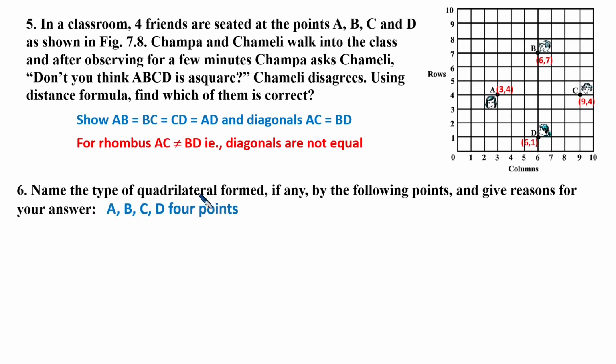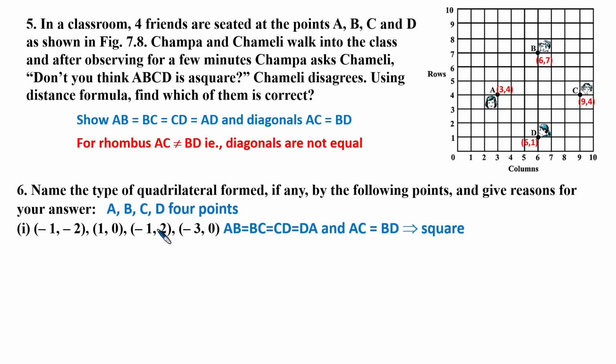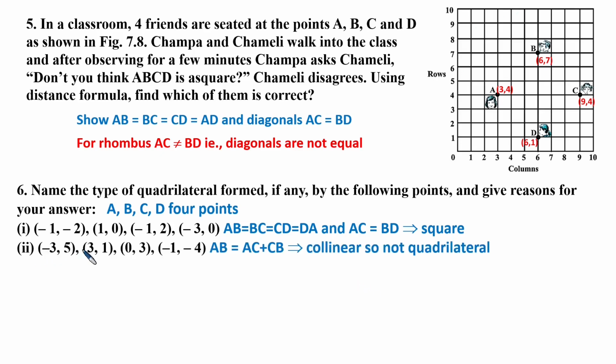Okay. Name the type of quadrilateral formed, if any, by the following points and give reason for your answer. A, B, C, D are the 4 points. Okay. So these are the 4 points. So these are all equal. As this one, you can find it out. And so it is a square. It's very simple. Maybe it is too simple for you all, but anyway, for the sake of completeness, we will do it. Second one, these are the coordinates.